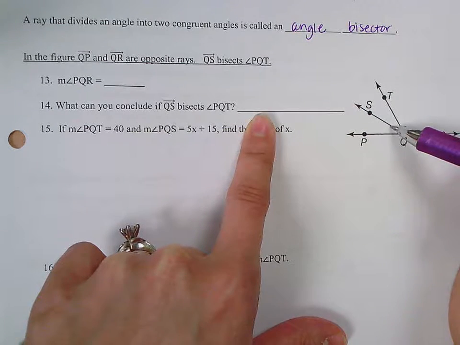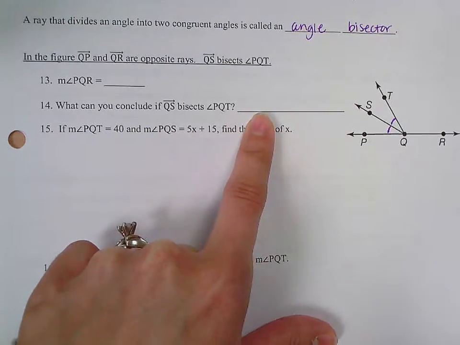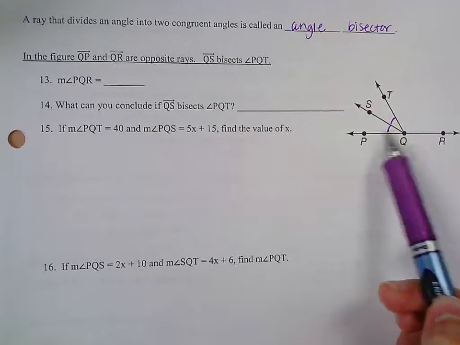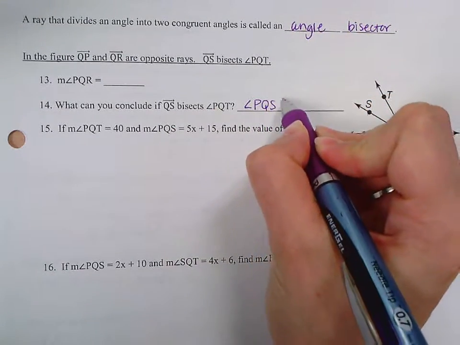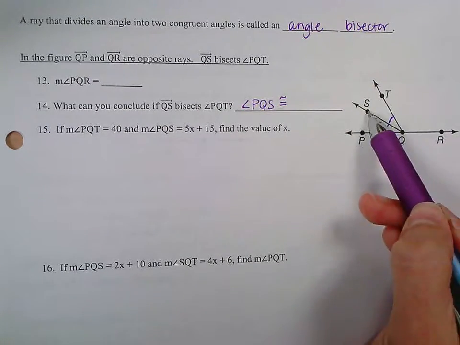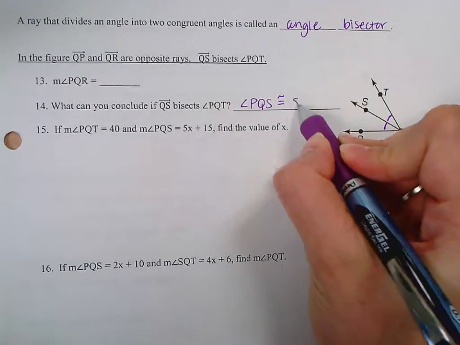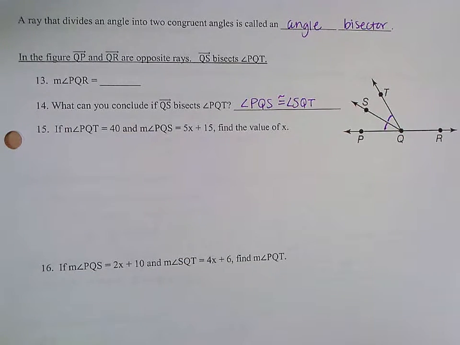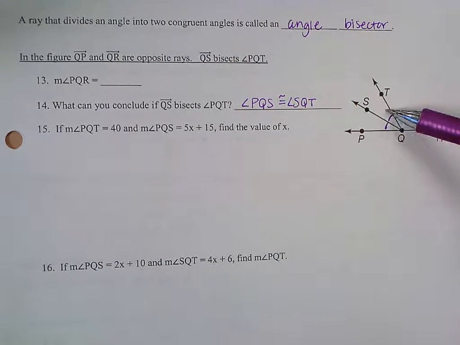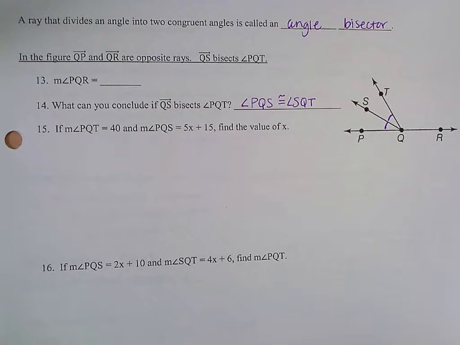It means that these two angles are congruent. So it means angle PQS is congruent to angle SQT, or TQS, if you wanted to name it that way. So that's what it's looking for when it says, what can you conclude if? So knowing that those two angles would be the same measure is important.